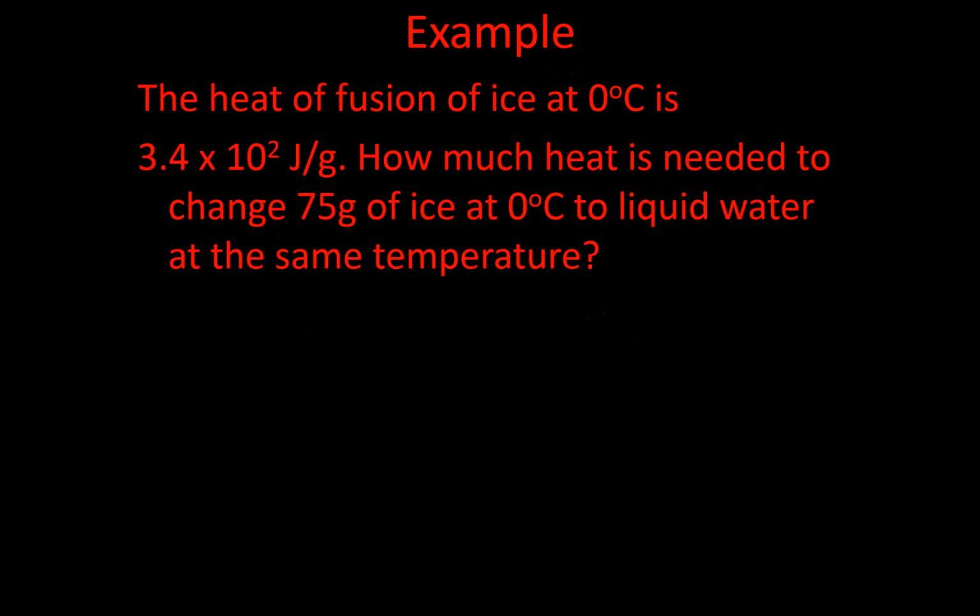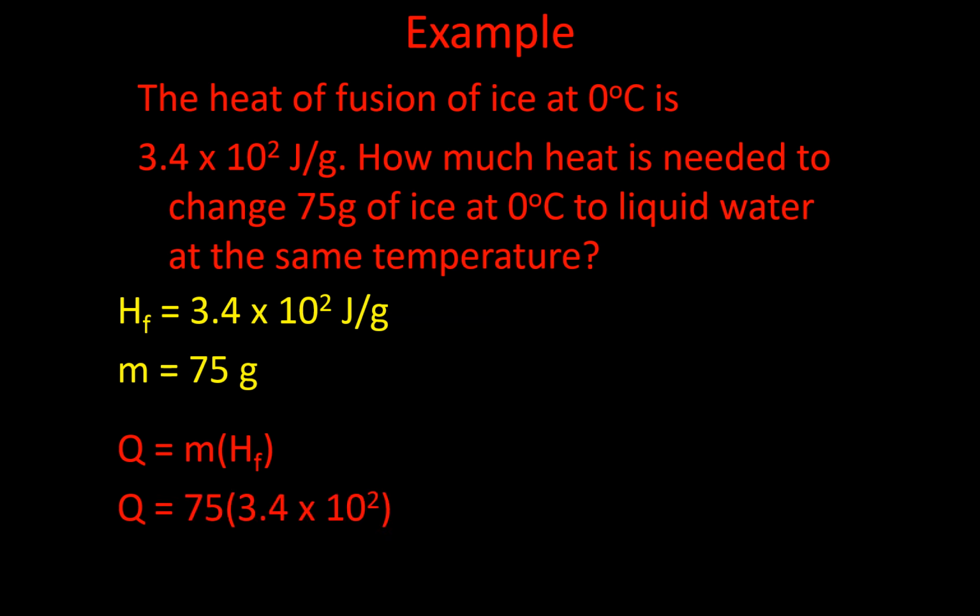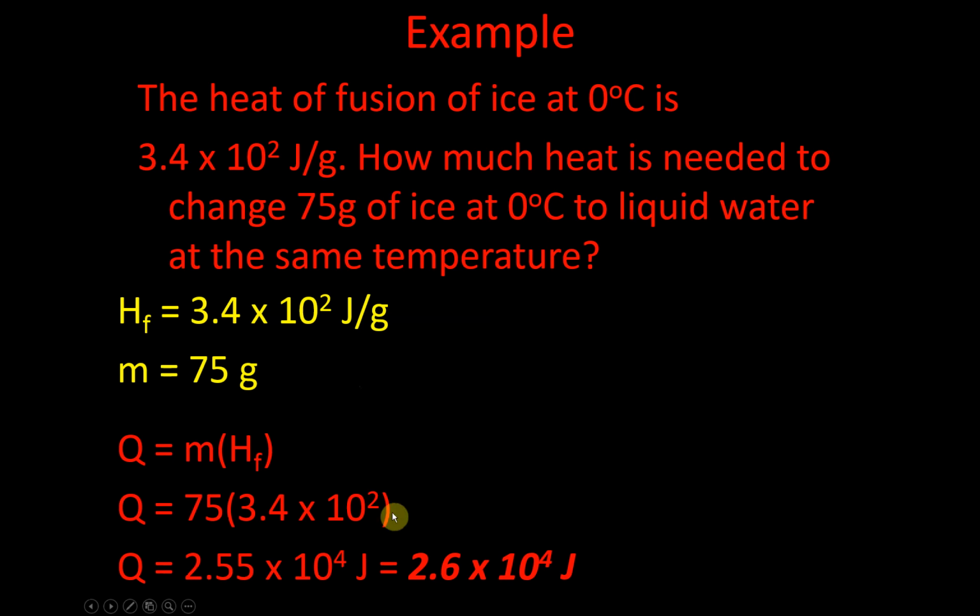Well, HF here is 3.4 times 10 to the 2 joules per gram. Mass is 75 grams. We know Q is equal to M times HF. Substitute our values in. Everything's in grams in this particular case, so I'm mixing up the units deliberately, even though I'd prefer you use kilograms where you can. And Q will be 2.55 times 10 to the 4 joules, which is about 2.6 times 10 to the 4 joules.